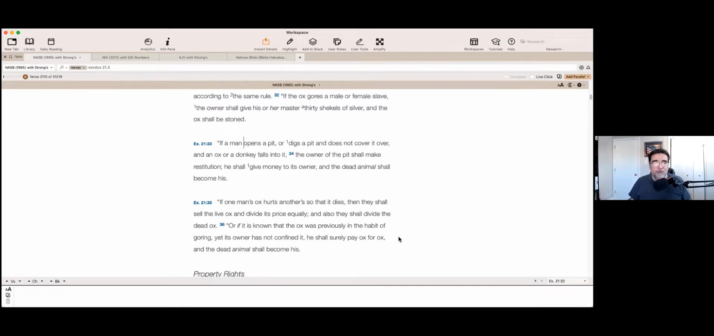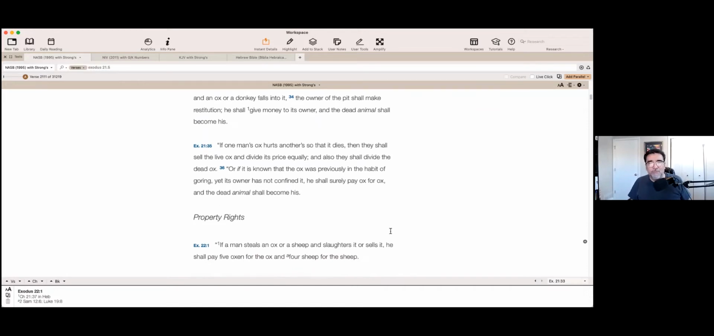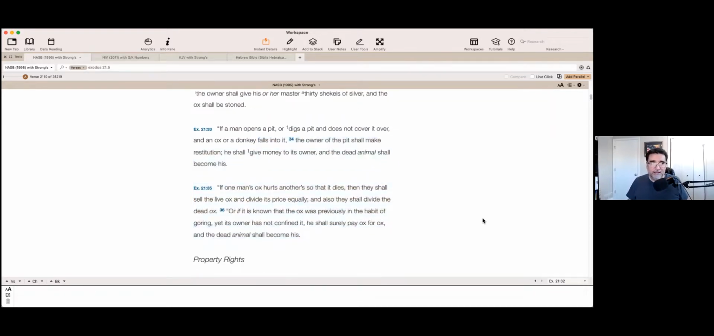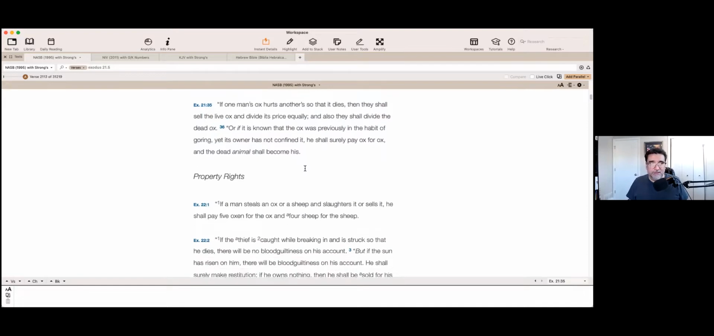Right? Verse 35, if one man's ox hurts another so that it dies, then they shall sell the live ox and divide its price equally, and they shall also divide the dead ox. Or if it is known that the ox was previously in the habit of goring, here it is again, that negligence, yet its owner has not confined it, he shall surely pay ox for ox, and the dead animal shall become his. You can see clearly the application behind things like this, I think.